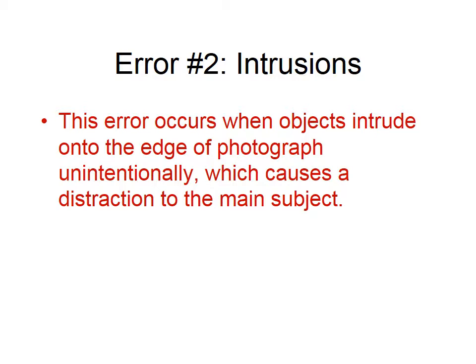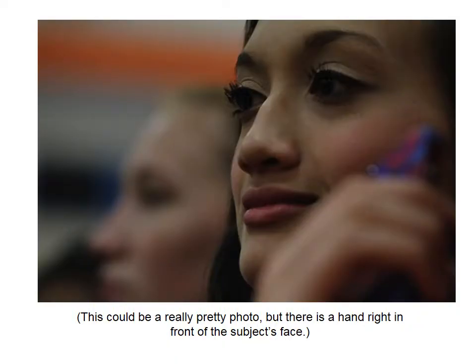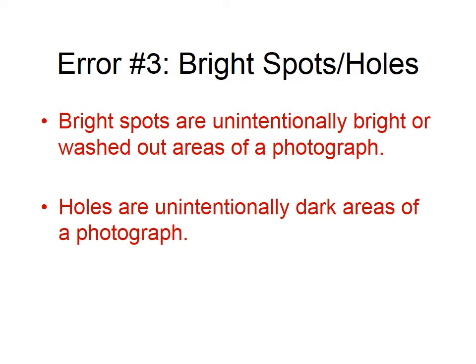Another error would be intrusions. This is like photobombing a shot, when an object intrudes on the edge of the photograph and it's unintentional. So in this case, this would be an awesome photo, but her hand and whatever's in her hand got in the way and it just detracts. It's not effective framing, it's an obvious error. Another error would be bright spots or holes. These are if the photo's kind of washed out.